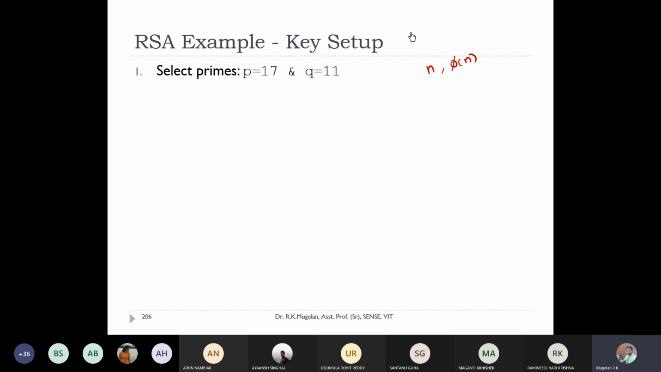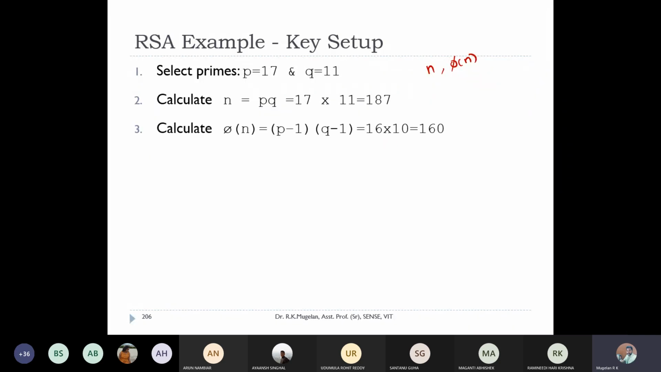Yeah, phi of n is 160. Arun, is it 181? Sir, N is 181 and phi of N is 160. N is P into Q, right? Sir, we're getting 187. Oh, because this is 7 here, right? That's why. Okay, 187, yes. And you'll be getting your phi of n to be 160, right?